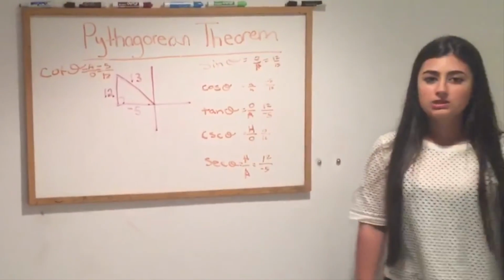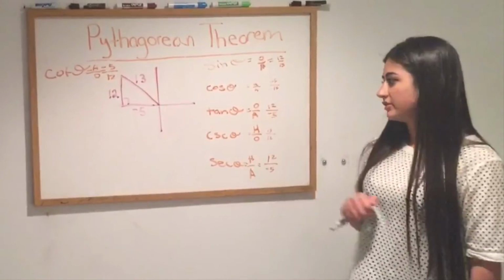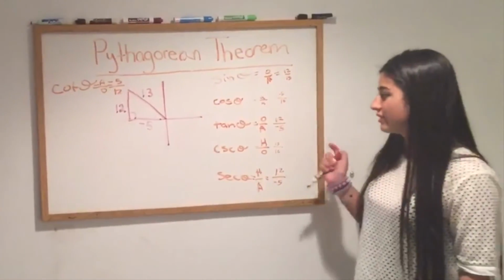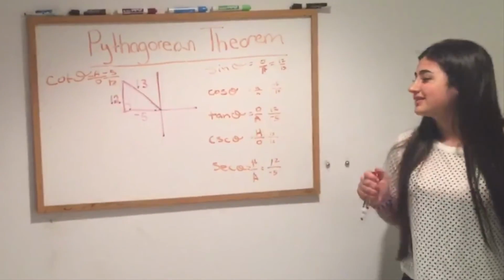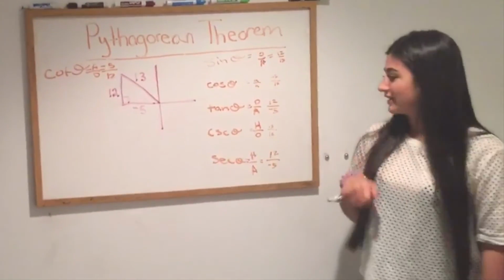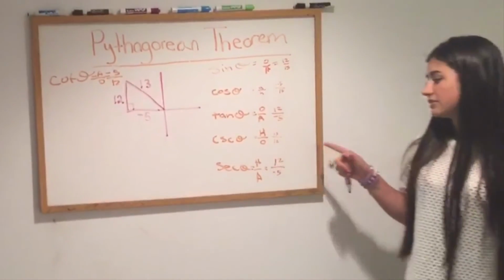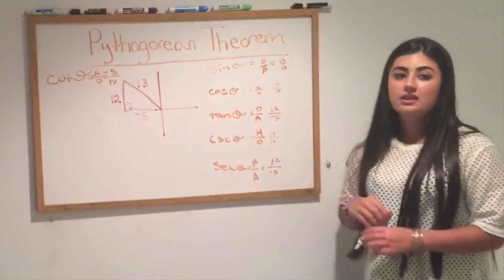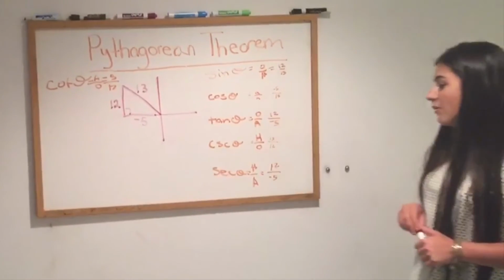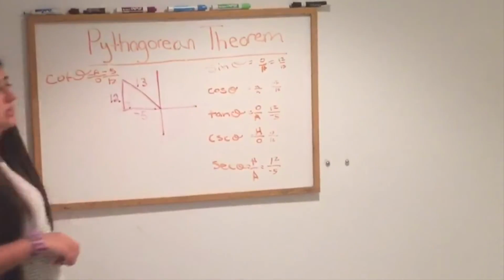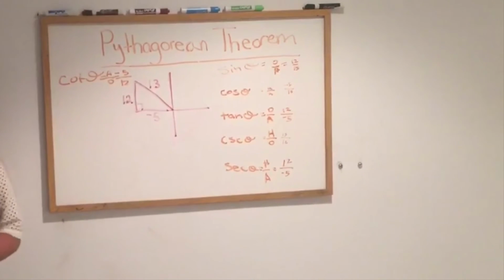Sine equals opposite over hypotenuse, which is 12 over 13. Cosine of theta equals adjacent over hypotenuse, which is negative 5 over 13. Tangent of theta equals opposite over adjacent, which is 12 over negative 5. Cosecant of theta equals hypotenuse over opposite, 13 over 12. Secant of theta equals hypotenuse over adjacent, which is 13 over negative 5. And lastly, cotangent of theta equals adjacent over opposite, which is negative 5 over 12.